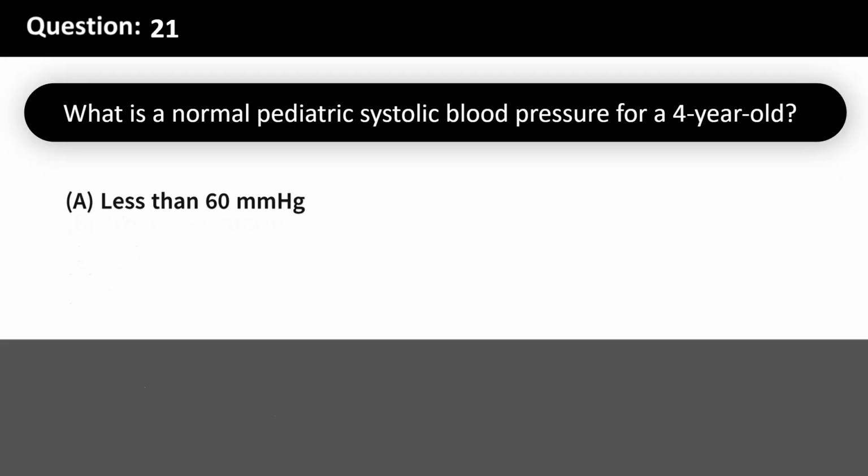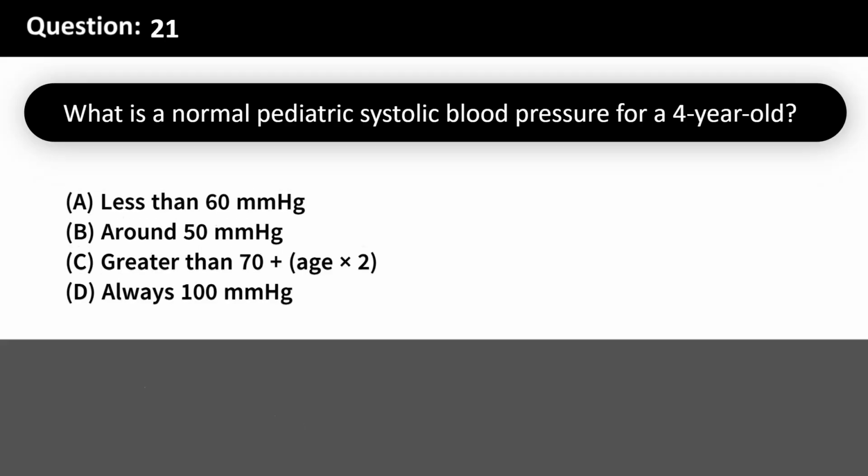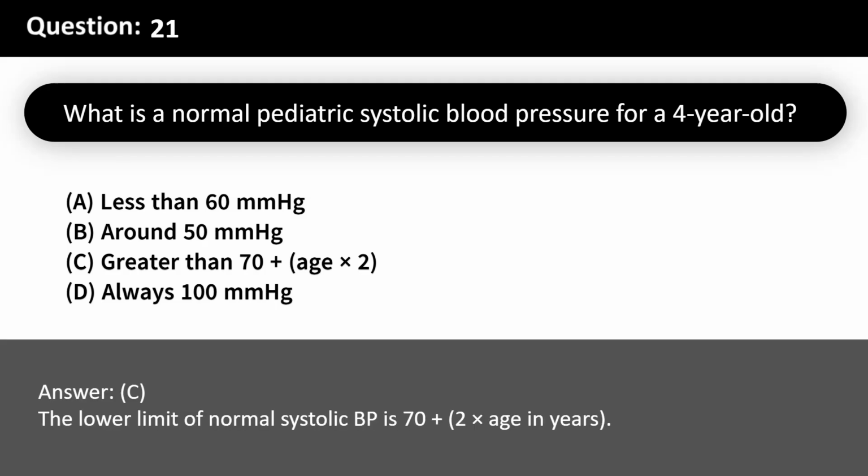What is a normal pediatric systolic blood pressure for a 4-year-old? A. Less than 60 millimeters of mercury. B. Around 50 millimeters of mercury. C. Greater than 70 plus 2 times age. D. Always 100 millimeters of mercury. Answer: C. The lower limit of normal systolic BP is 70 plus 2 times age in years.